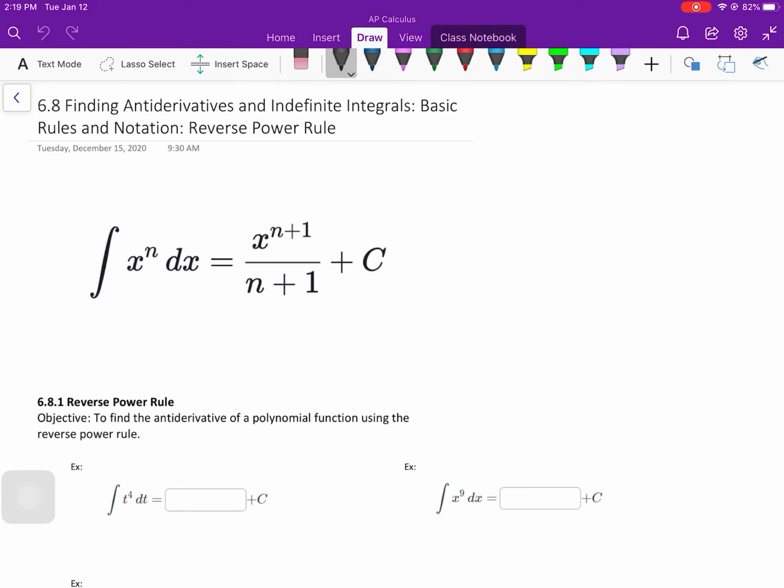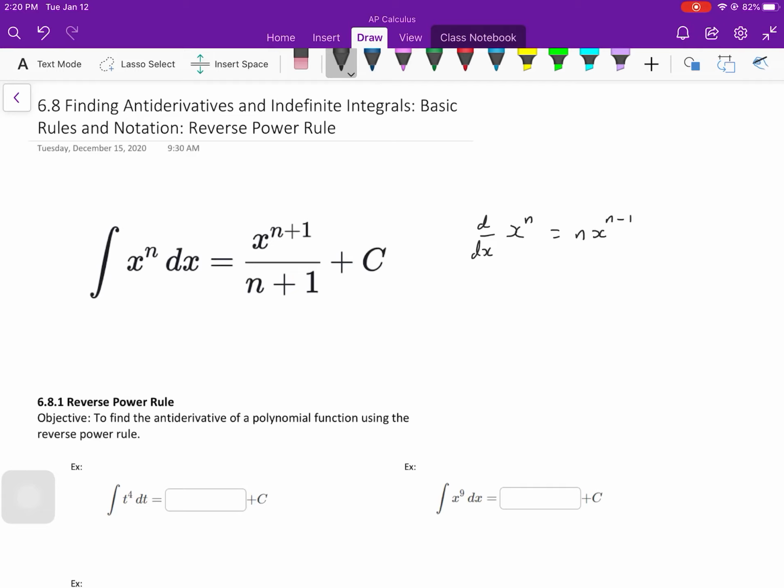All right, let's take a quick moment to just refresh. What is the power rule for derivatives? Remember, if you take the derivative of x to the n, we bring the exponent down, and then we take away 1 from the exponent. So if you think about it, we multiply by the exponent and then take away 1.